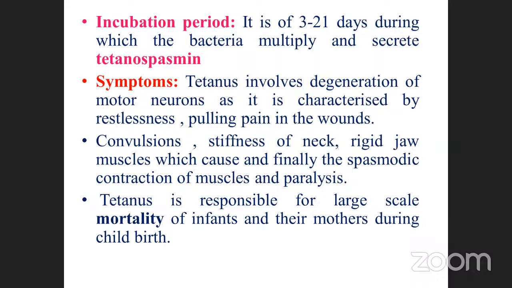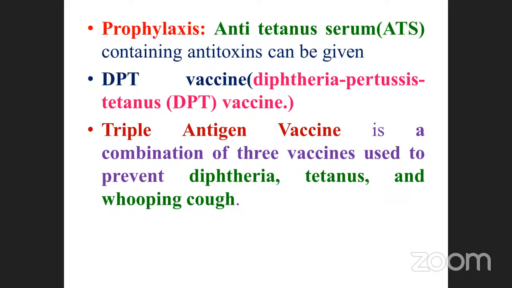Tetanus is responsible for the large scale of mortality of infants during childbirth. This is also a complicated one. How will you prevent it? With anti-tetanus serum and the DPT vaccine: diphtheria, pertussis, tetanus. Sometimes they may ask a mnemonic question: ATS and DPT. Note it down. These are all very, very important. This is otherwise called the triple antigen vaccine.